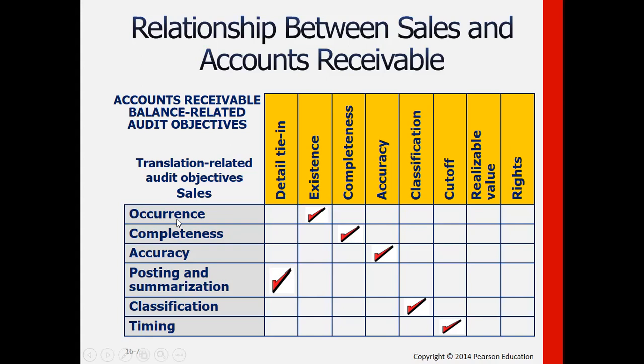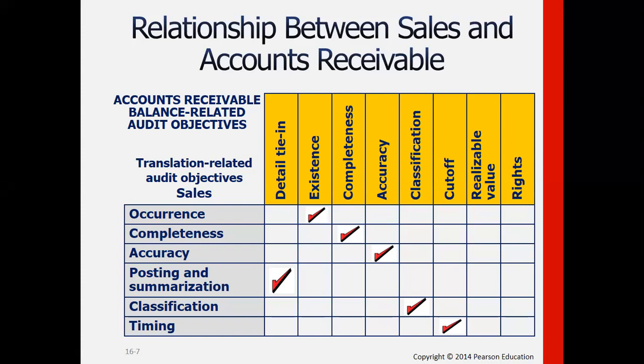So for example, for AR and sales respectively, we have occurrence, that is existence. Completeness, check. Accuracy, check. Posting and summarization: posting the details, or transferring the details from the journal to the ledger, and then summarization in the trial balance to financial statements. So check also. Classification, check. Timing, check. If you can notice, AR, of course, will not have occurrence, although they have the same meaning as existence.